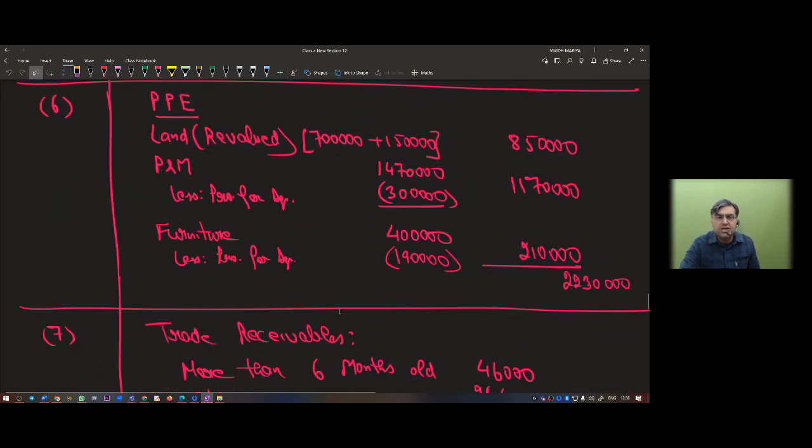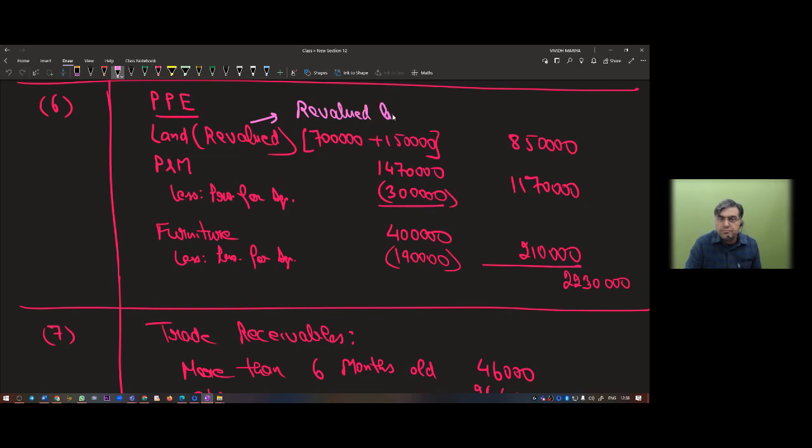Regarding land and building, I must mention they were professionally valued. Revalued by professionals. Comments?